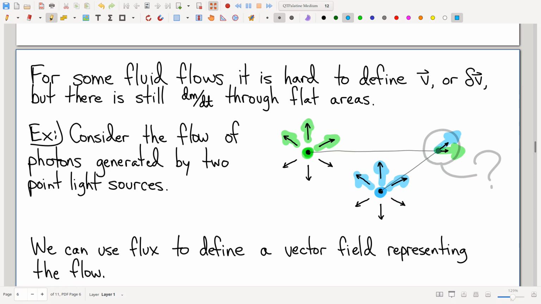And so looking at this scenario right here, it's a pretty reasonable question to ask: what velocity would I attribute at this point? I've got two different velocities. Or even density times velocity. They're going to be different at this single point. So I just can't do that. This idea that we're going to represent the flow of photons by velocities or density times velocity just doesn't work.